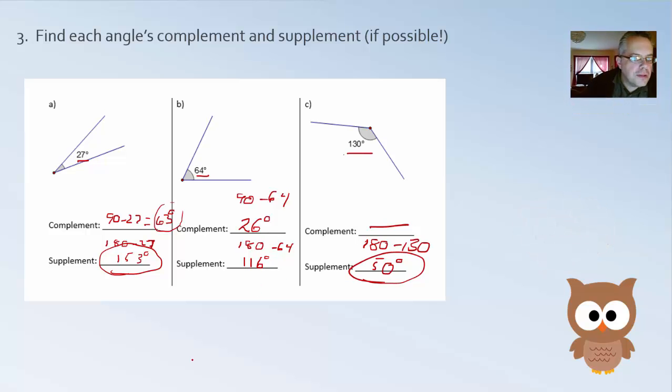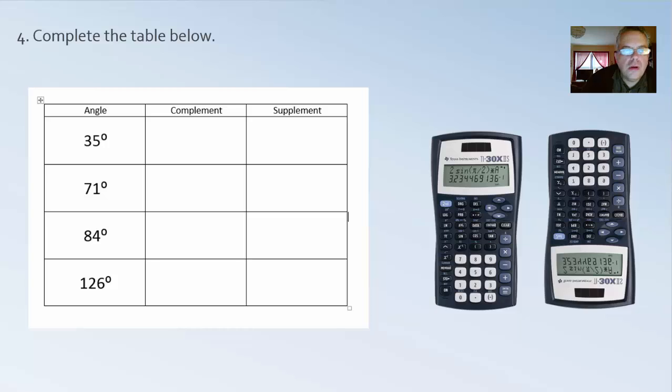Okay, what's next? All right, sometimes you'll be asked to complete a table. And we just keep doing what we've been doing. So to find the complement of 35, you have to do 90 minus 35, and I believe you get 55.